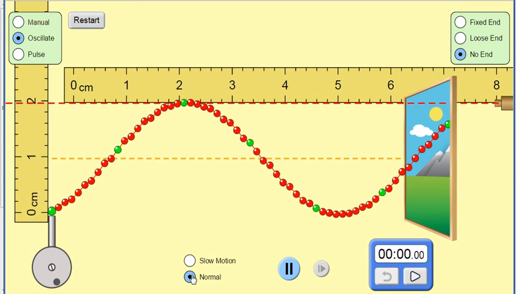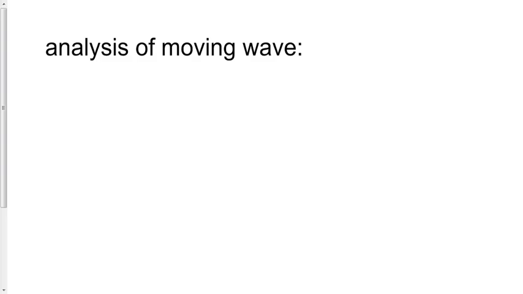Now the period of a wave, which has the symbol T, is the time.